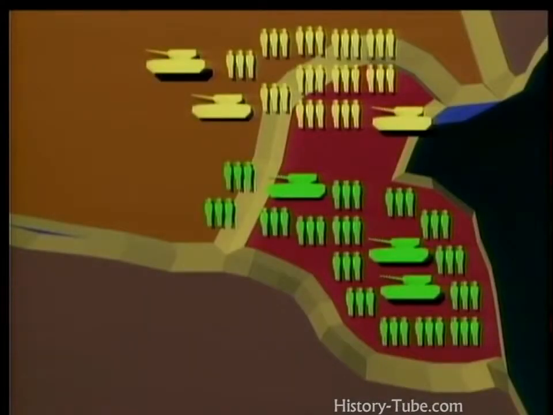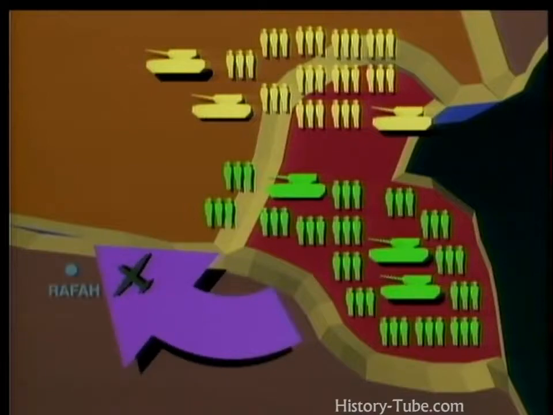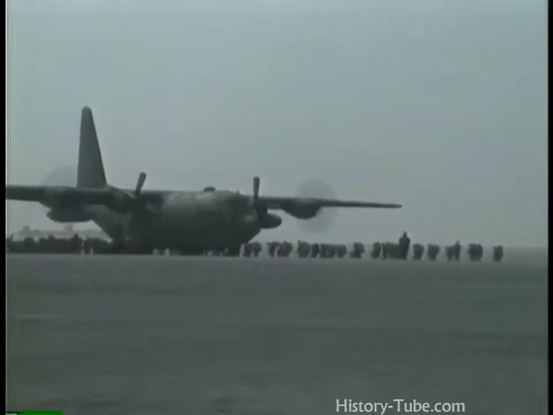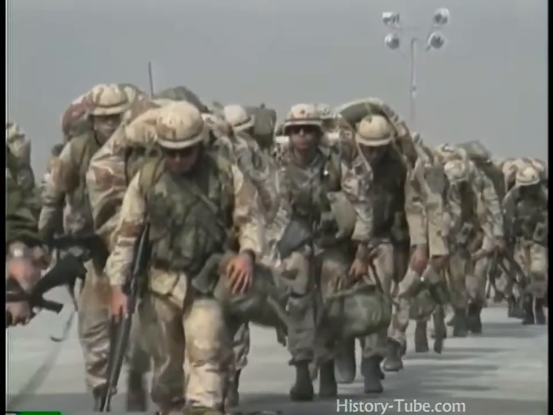Despite Saddam's fortifications all around Kuwait, his flank in Iraq was weak and exposed. General Schwarzkopf wanted to exploit it. He had airlifters position thousands of troops and equipment for a massive Allied thrust through Iraq.